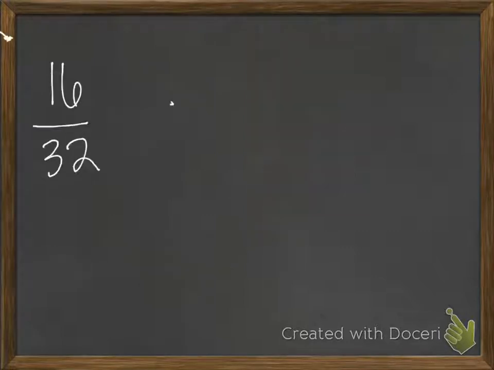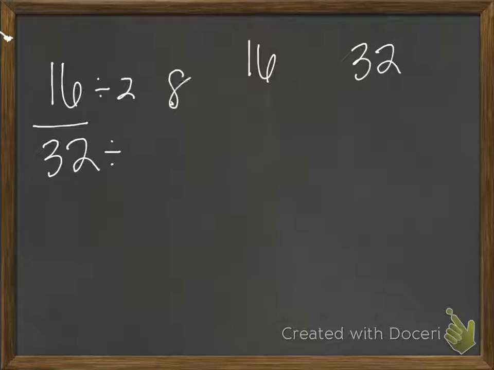So let's try some more. So let's find the simplest form of 16/32. So remember, we can make our factor trees. Also a trick to even numbers, because both of these numbers are even, we know that 2 will go into both of those. But if we divide it by 2, then 16 divided by 2 is 8, and 32 divided by 2 is 16. Well, we're going to have to keep dividing by 2, and that can take a really long time.